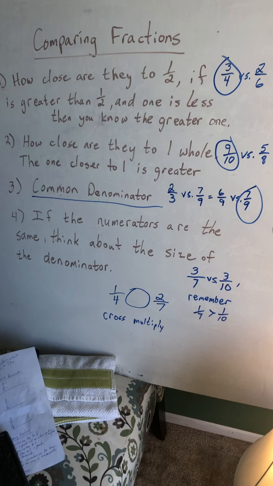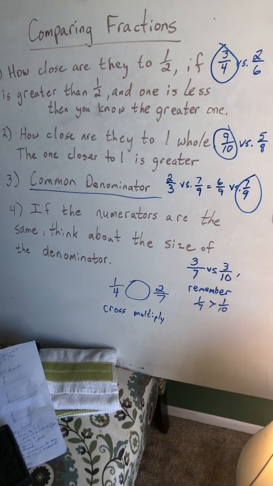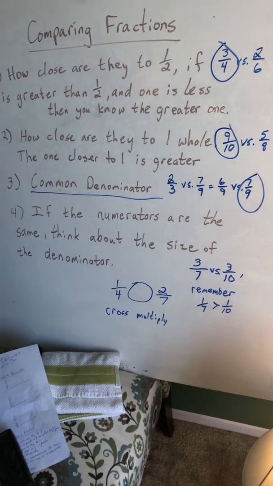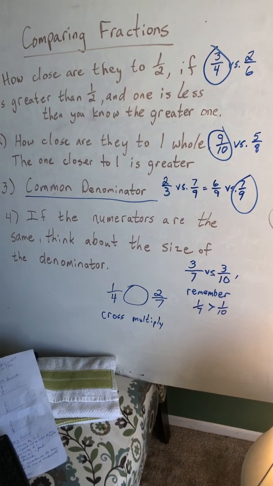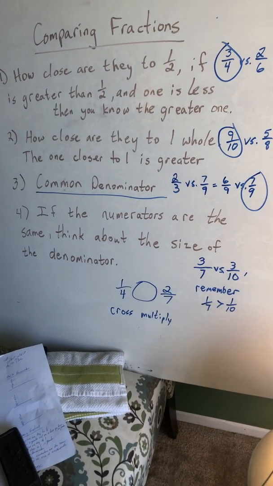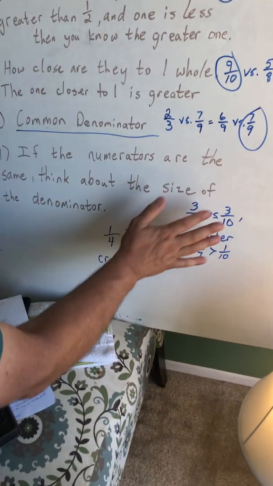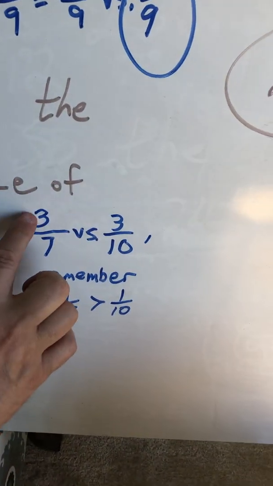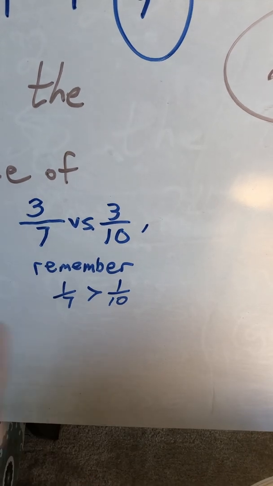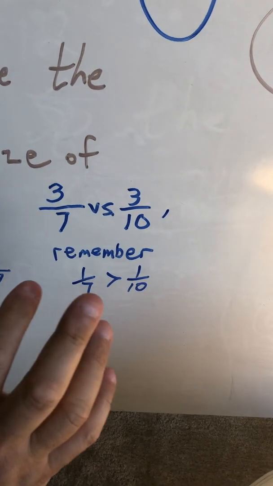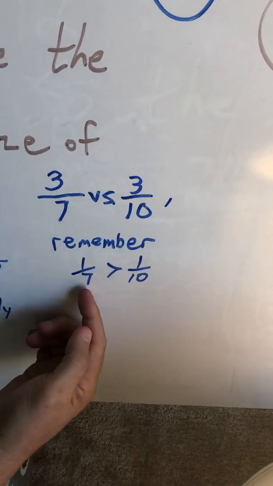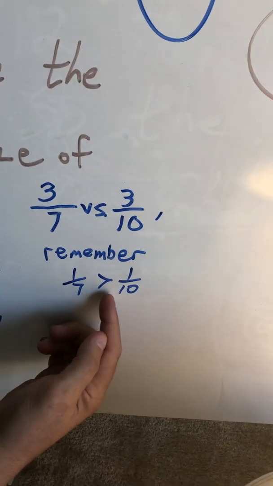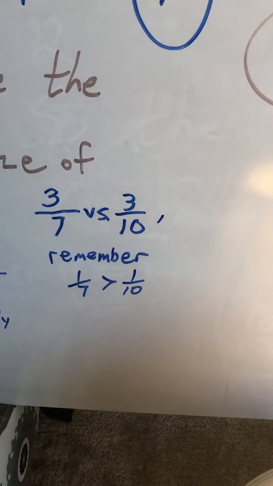So number 4 is, this one's kind of cool. If the numerators are the same, think about the size of the denominator, okay? So forget this for a second, concentrate on this. So if we have 3/7 versus 3/10, okay? And I put here, remember, 1/7 is greater than 1/10. Remember that?